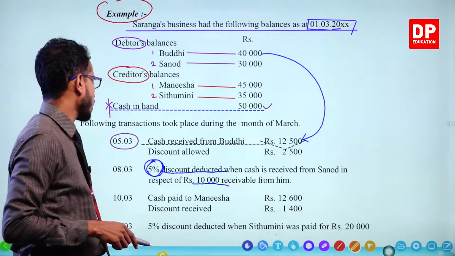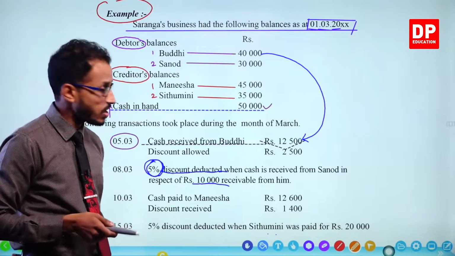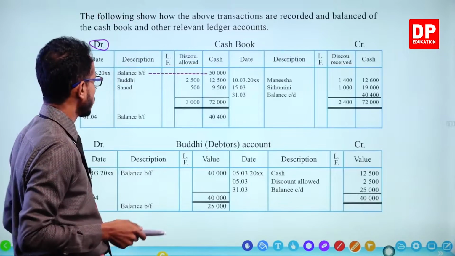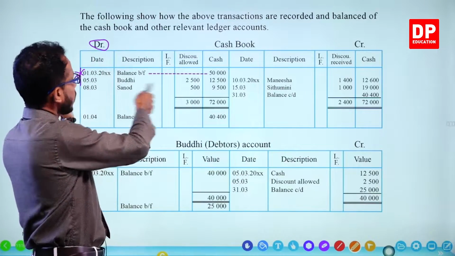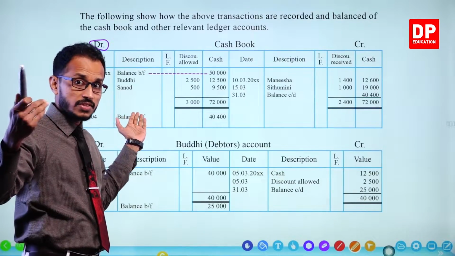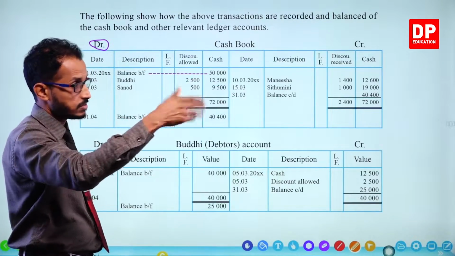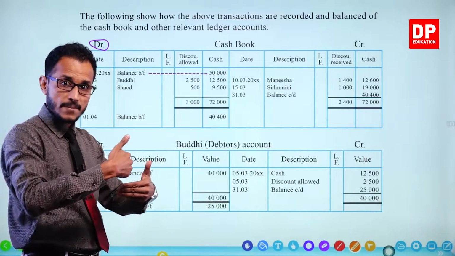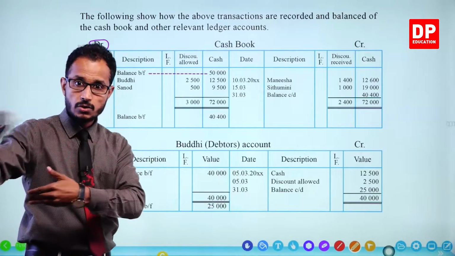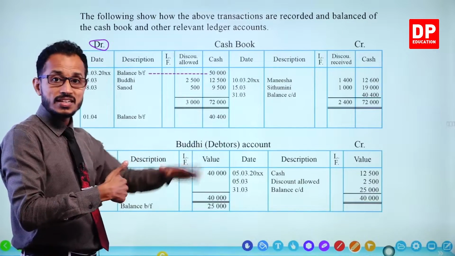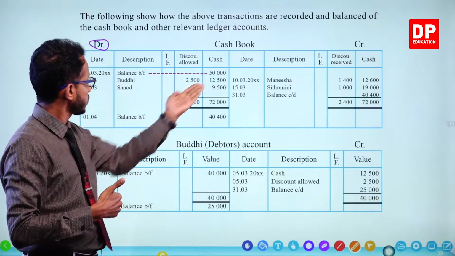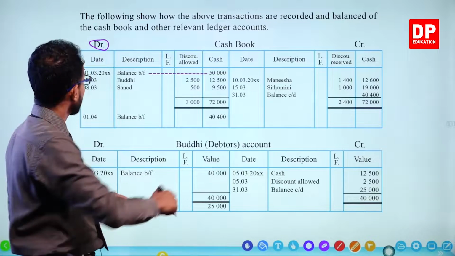5th of March, cash received from Buddhi, 12,500, and discounts allowed is 2,500. Here you go, children. It's a cash receiving. We are getting cash into the business. Cash coming in, not cash going out. Coming in means debit. Here it is.